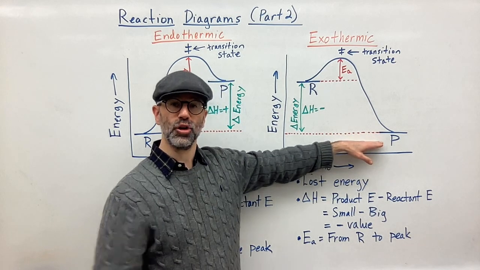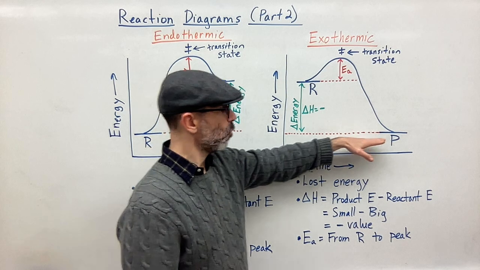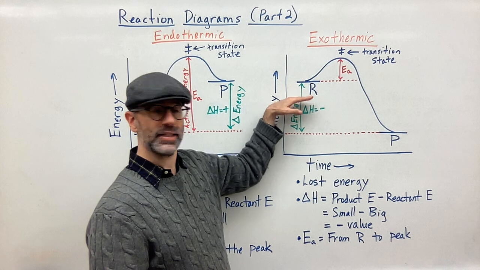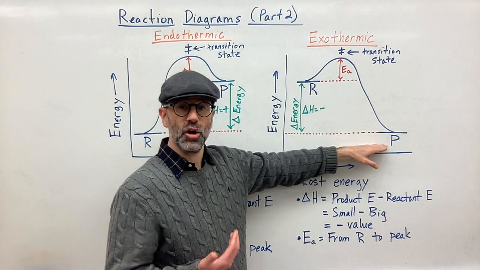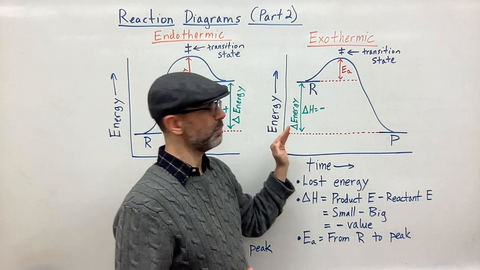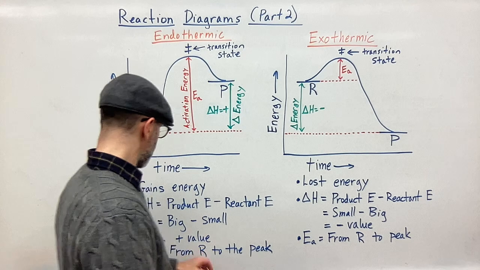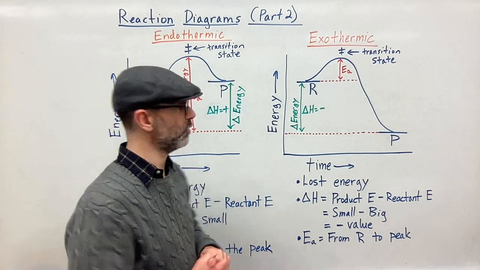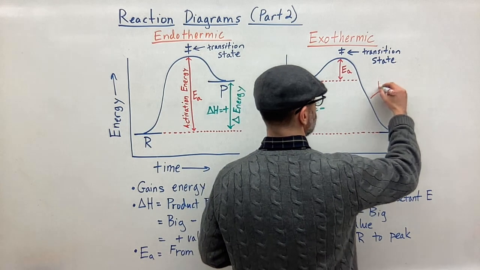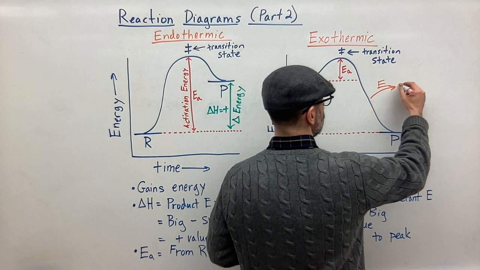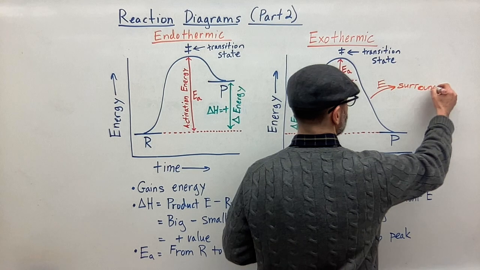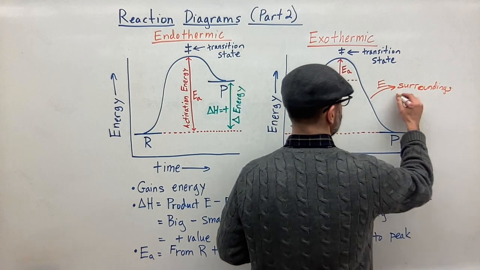And if the products are lower in energy, then where did the energy go, right? So we start with high energy reactants, we end up with low energy. So the energy doesn't disappear, it goes somewhere. In this case, it's being released to the surroundings or the environment. So energy here is going out, right, to the surroundings. Or to the environment.